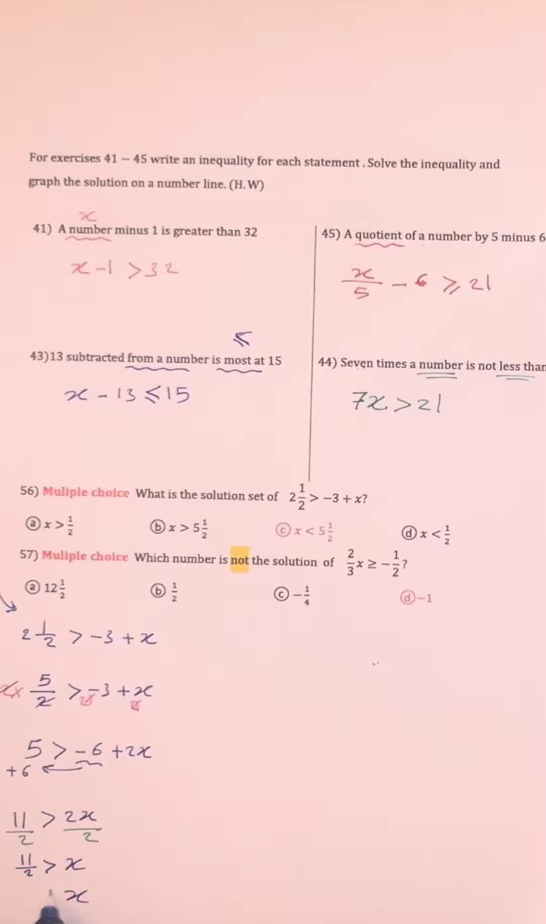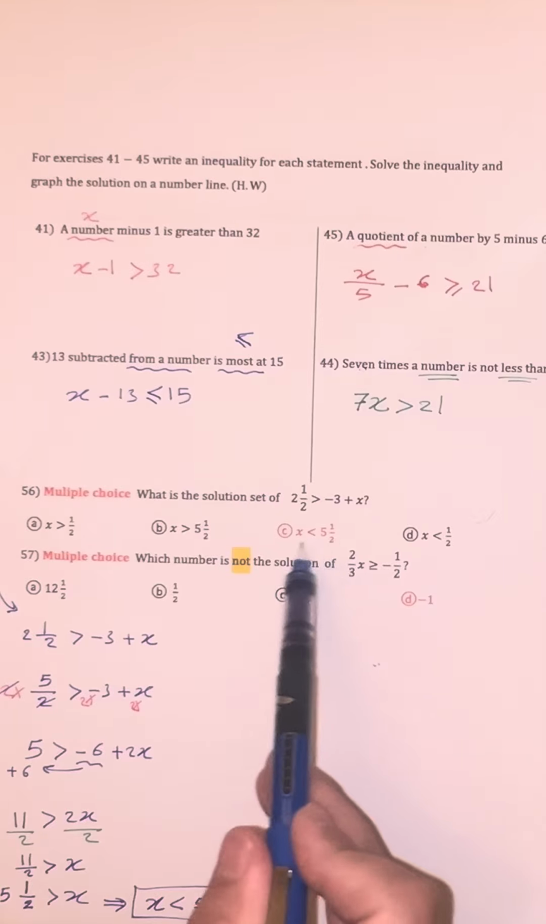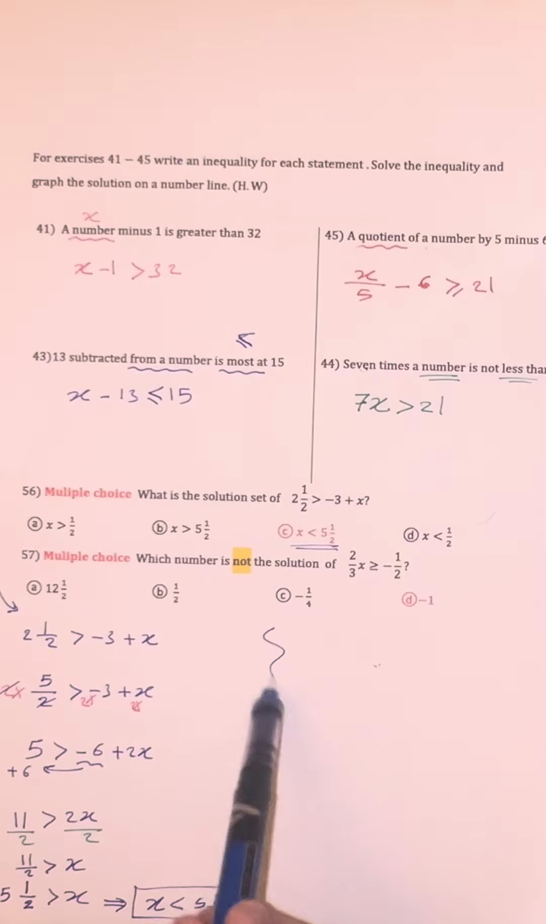So the denominator 2 stays as it is. This will be the whole number. I will write it next to the fraction. The remainder will be the numerator. We can just swap the number and the variable. It will be x less than 5 and 1 over 2. Okay, it's okay because the symbol opens at the number. In here also the symbol opens at the number. So C is the correct answer.